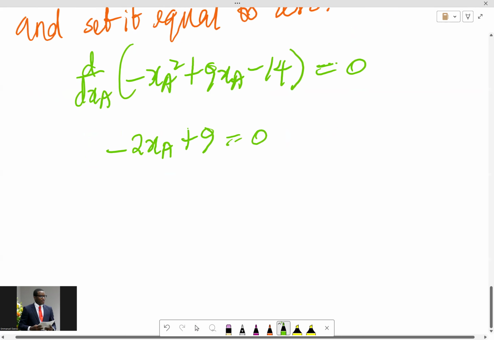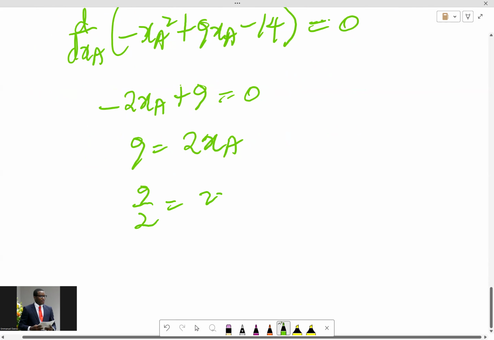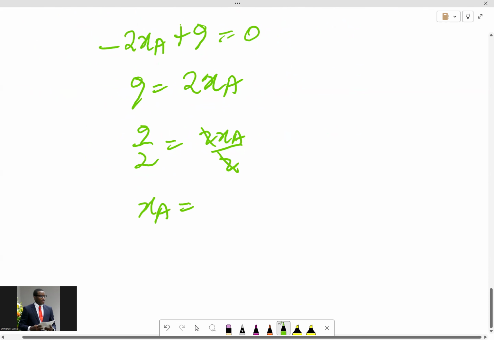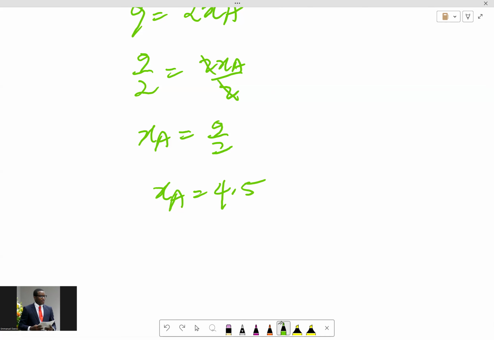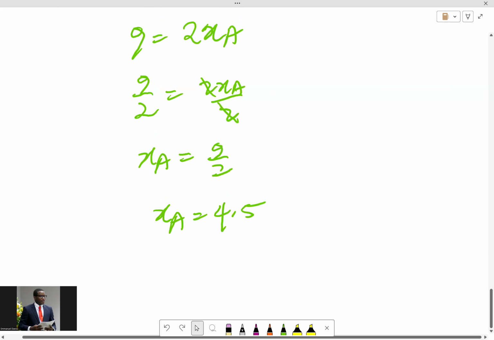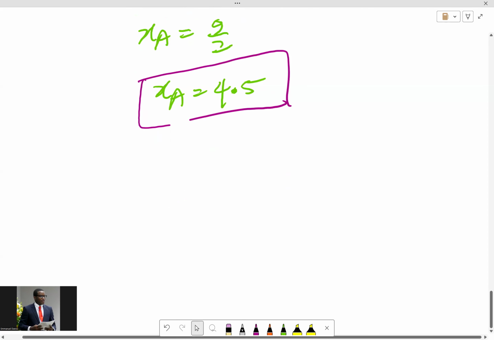So now we have 9 is equal to 2XA, okay? And then 9 over 2 is equal to 2XA over 2. The 2 cancels out, so we have XA equal to 9 over 2, meaning that XA is equal to 4.5. So the payoff that player A should get, based on their disagreement point, is 4.5. Now we need to get B, since we have got 4.5.